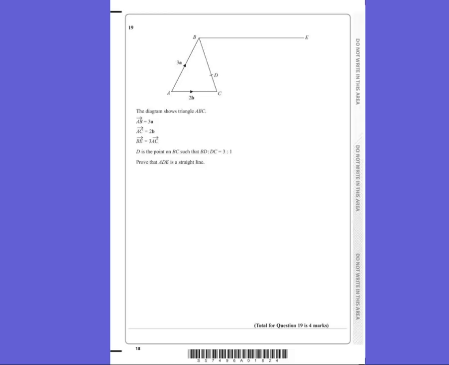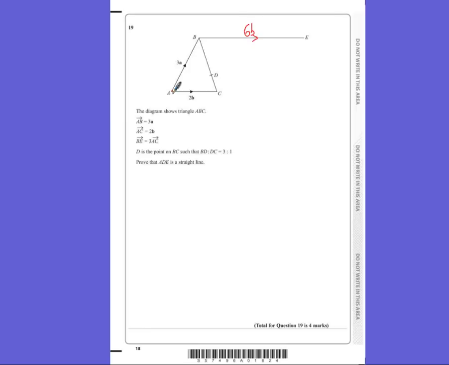Question 19. The diagram shows triangle ABC. AB is 3a, AC is 2b, and BE is 3 lots of AC. So first of all, I'm going to write that down straight away. This here must be 6b's. It says D is a point on BC, so BD and DC are in the ratio 3 to 1. Prove that ADE is a straight line.